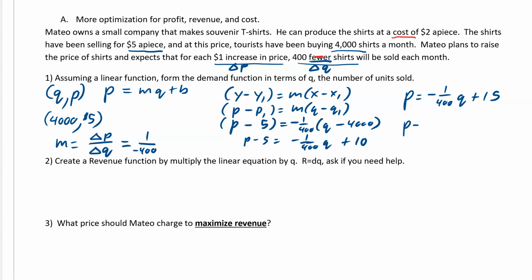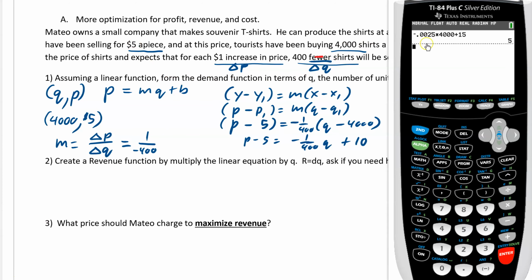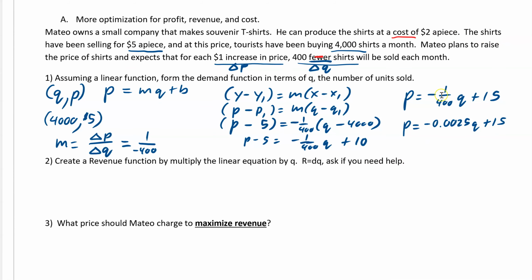So just to have a decimal, we'll say negative 0.0025 Q plus 15. Now we always want to verify that this is true. So if we were to plug in a quantity of 4,000, the price should come out to be 5. So plugging that in our calculator, there we go, it's 5. And our slope is negative 1 over 400, so this is perfect.